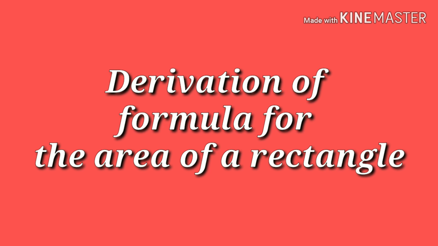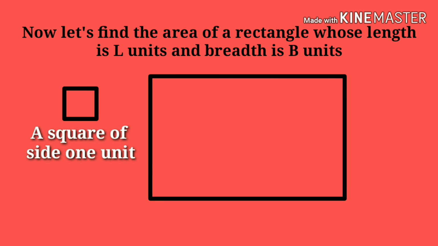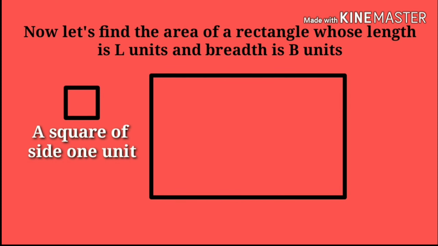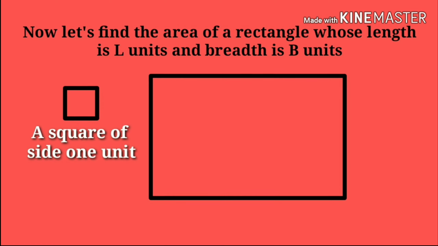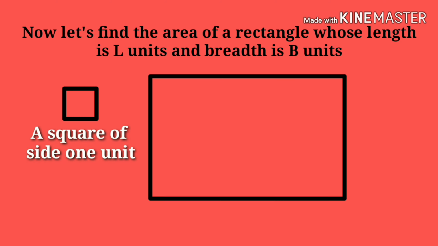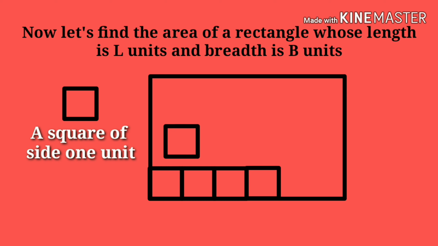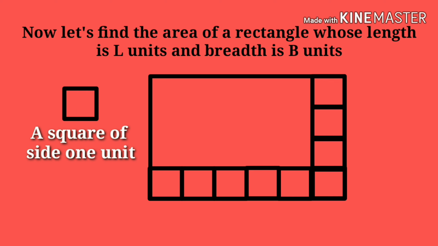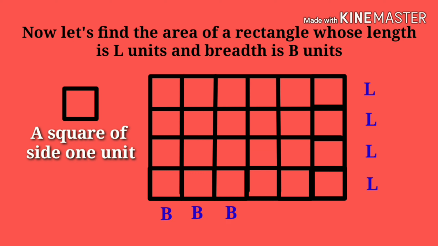Let's derive the formula for area of a rectangle whose length and breadth are given. Suppose we have to find the area of a rectangle whose length is L units and breadth is B units. For this, I would fill this rectangle with unit squares of side 1 unit. Since the length of this rectangle is L units, along its length I can place L unit squares, and since its breadth is B units, along its breadth I can place B unit squares. On dividing the whole figure into unit squares, I see that each column will have B unit squares and each row will have L unit squares.